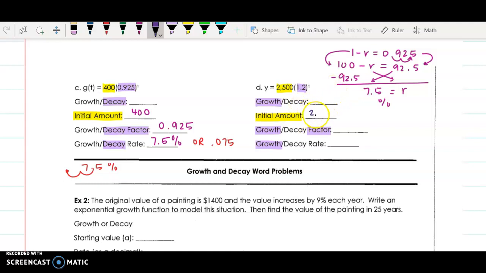The next one is a growth function. The initial amount is 2,500. The growth factor is 1.2, and the growth rate, so that's going to be 1 plus r because it's growing, equals 1.2. So 100 plus r equals 120. So 100 plus some rate gives you 120. So that's 20%, or 0.2 in a decimal.